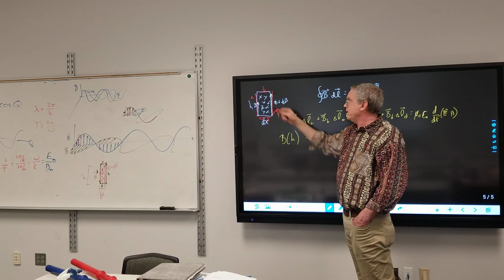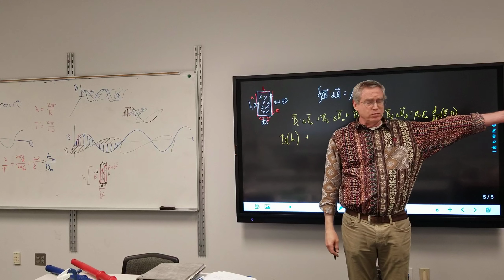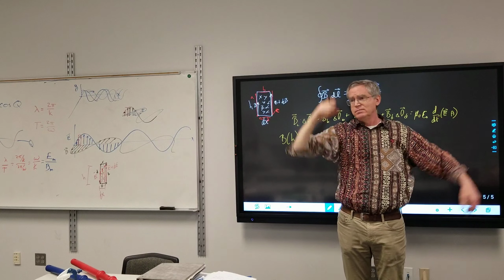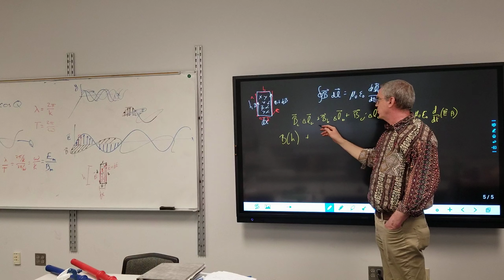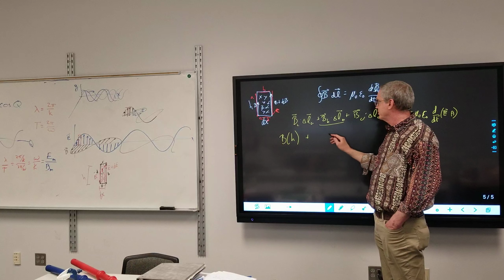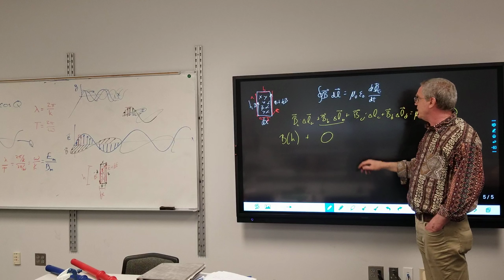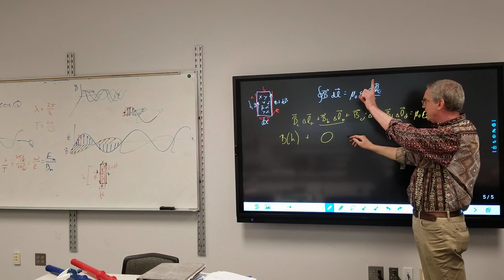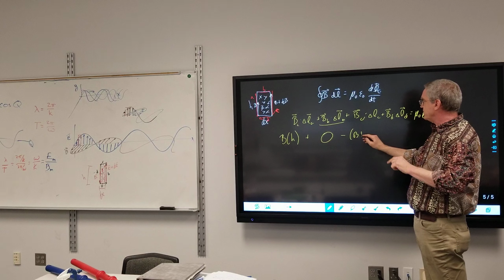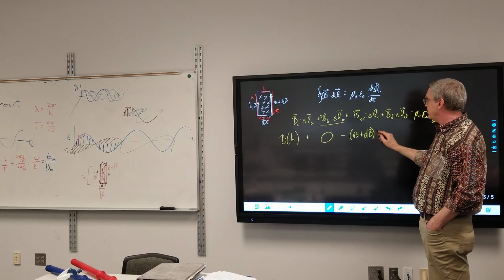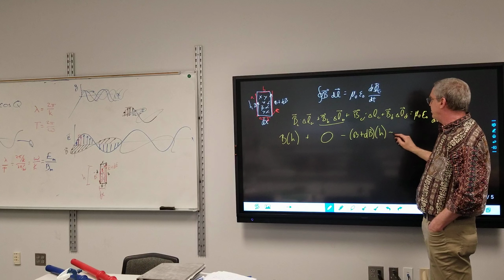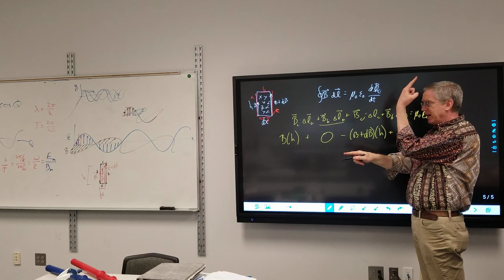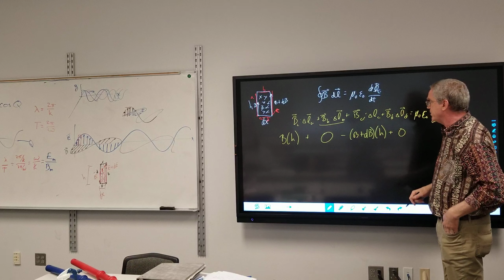In segment B right here, my line integral is going to your right. My magnetic field is still going up. So what is this equal to? 0. Along C, my line integral is going down, but my magnetic field is going up, so minus B plus dB times H. And then plus 0 again, because in the bottom segment, my magnetic field is still going up, but my line integral is going to the left.